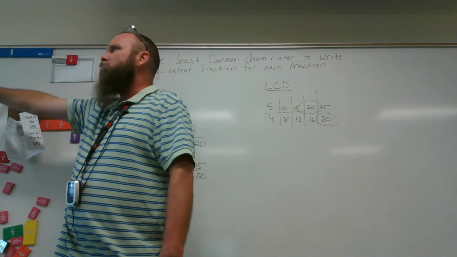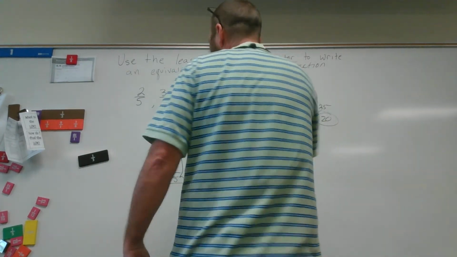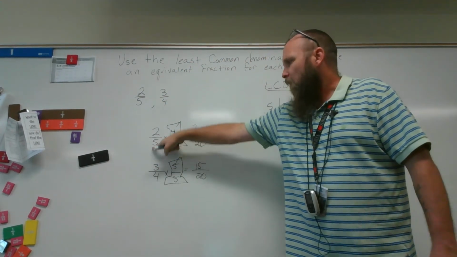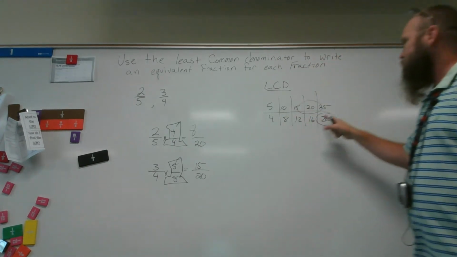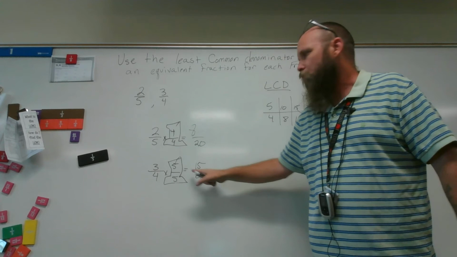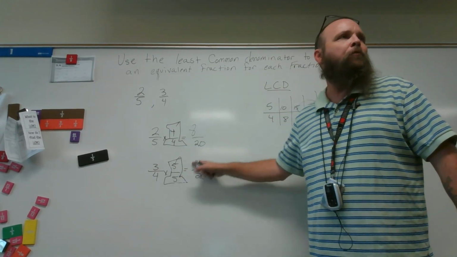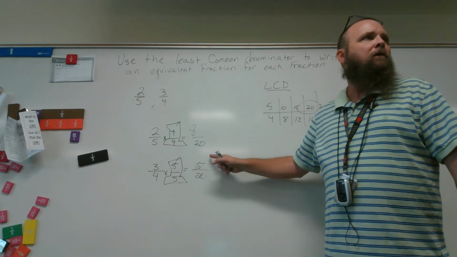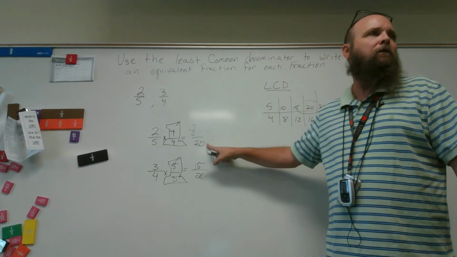Are there any questions? Ava, how did I get 5? Because I already had the 20, because I found the 20 here. 4 times 5 is 20. So I had to put a number here that would give me 20. And whatever I put here, I've got to multiply by the same thing, and that's how I get my numerator.